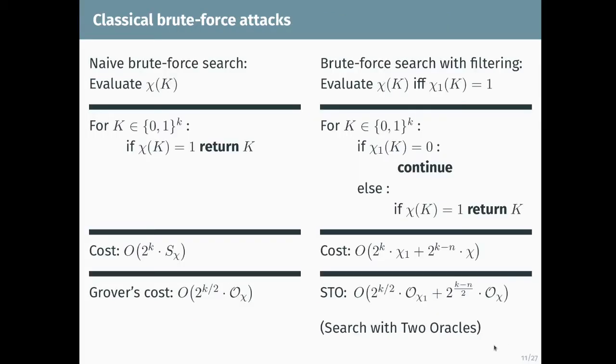So if we go back to our analogy with classical brute force attacks, then Grover's algorithm has a cost that's equivalent to naive brute force search, i.e. we're gaining a square root in the number of queries, but we have to make quantum queries as opposed to classical queries. And what we're going to be looking at is a technique called the search with two oracles technique, which can be thought of as the quantum version of this brute force search with filtering technique.